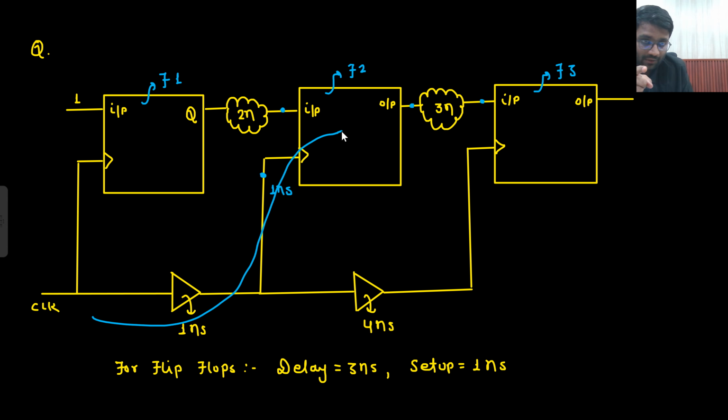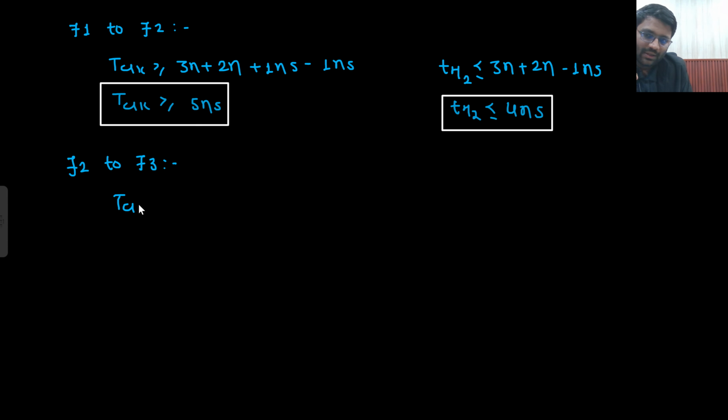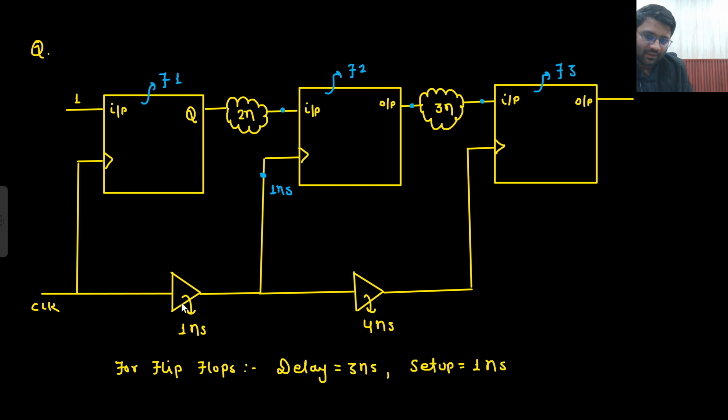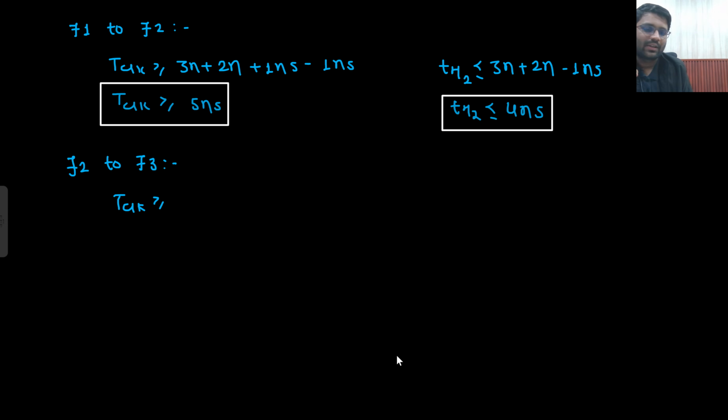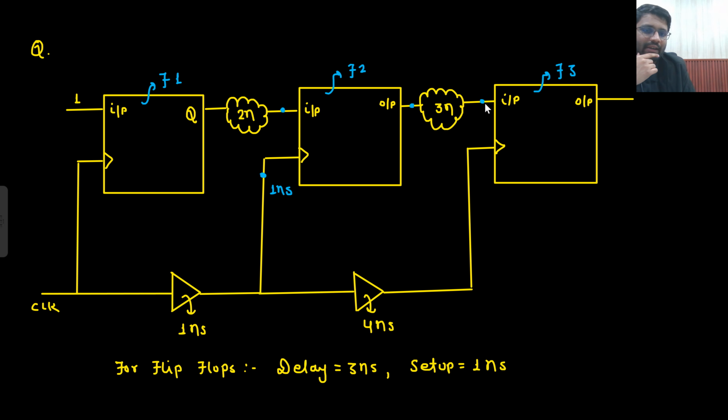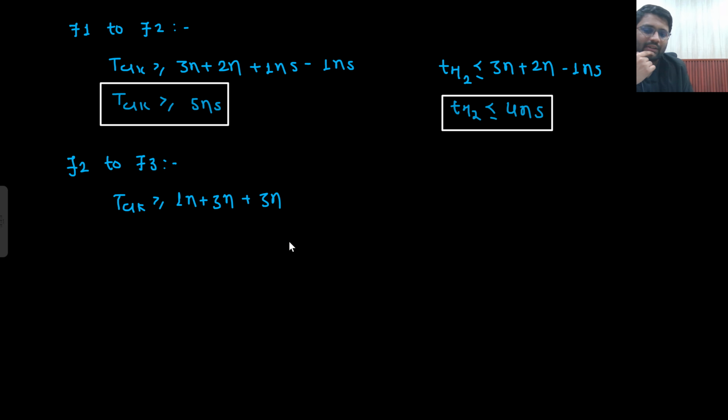Then the delay of a flop will be there. What is that? 3 nanoseconds. So 1 nanosecond plus 3 nanosecond, then plus 3 nanoseconds. Then you will reach till this point, right? So T clock should be greater than or equal to 1 nanosecond plus 3 nanosecond plus 3 nanosecond. So where have I reached? Here I have reached. Then I will ask him what is your setup time. He will say my setup time is 1 nanosecond.